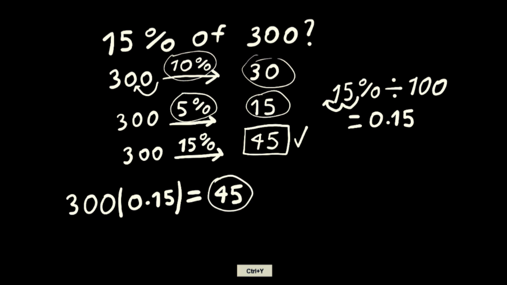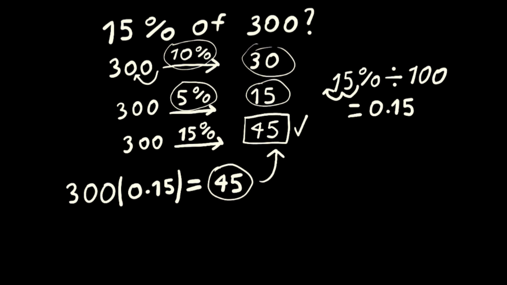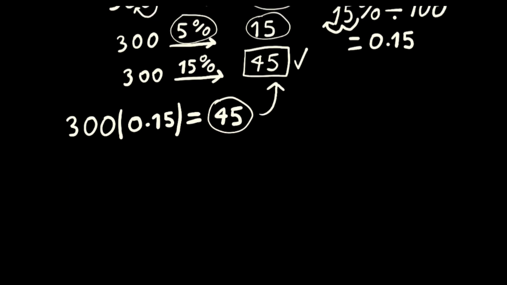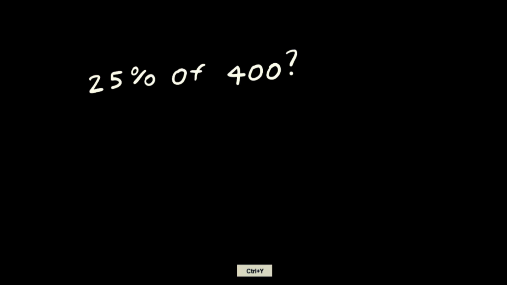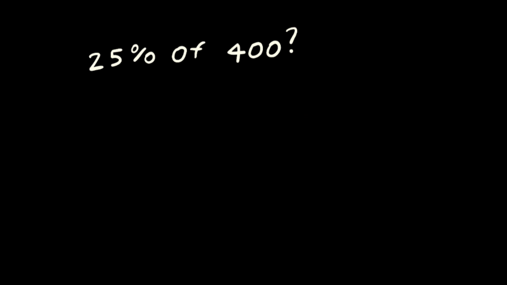So, now you know how to do percentages mentally. So, let's go ahead and work on some more examples. Now, what is 25% of 400? Go ahead and take a minute, pause the video, work on this example, and then once you have your answer, unpause it to see if you have the right answer.